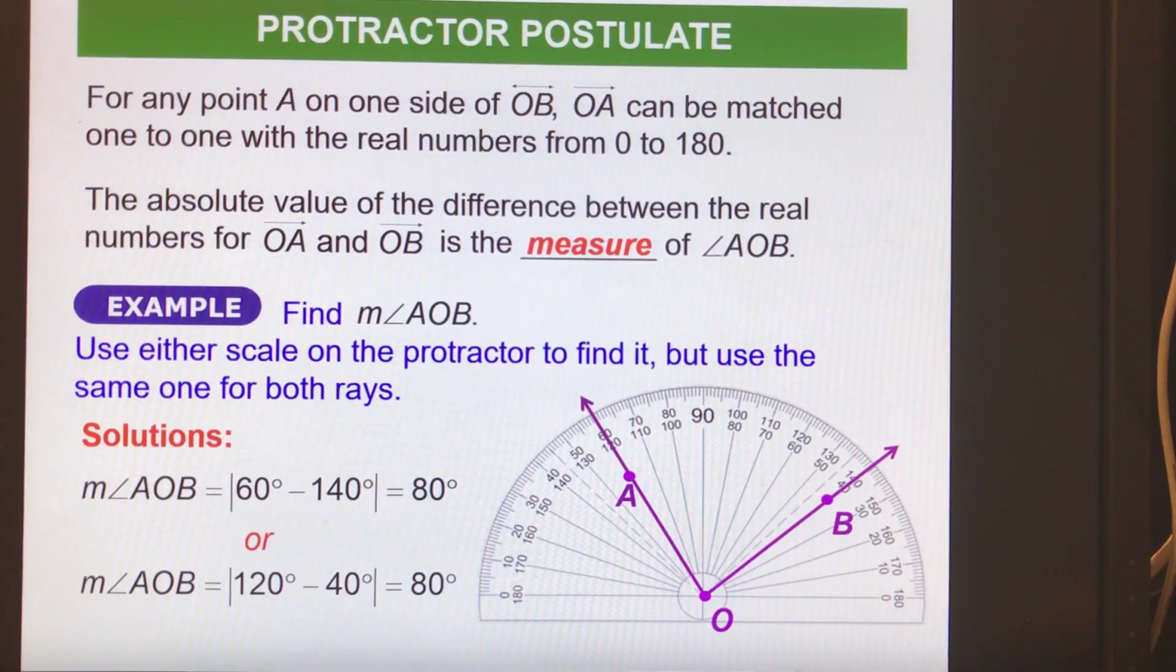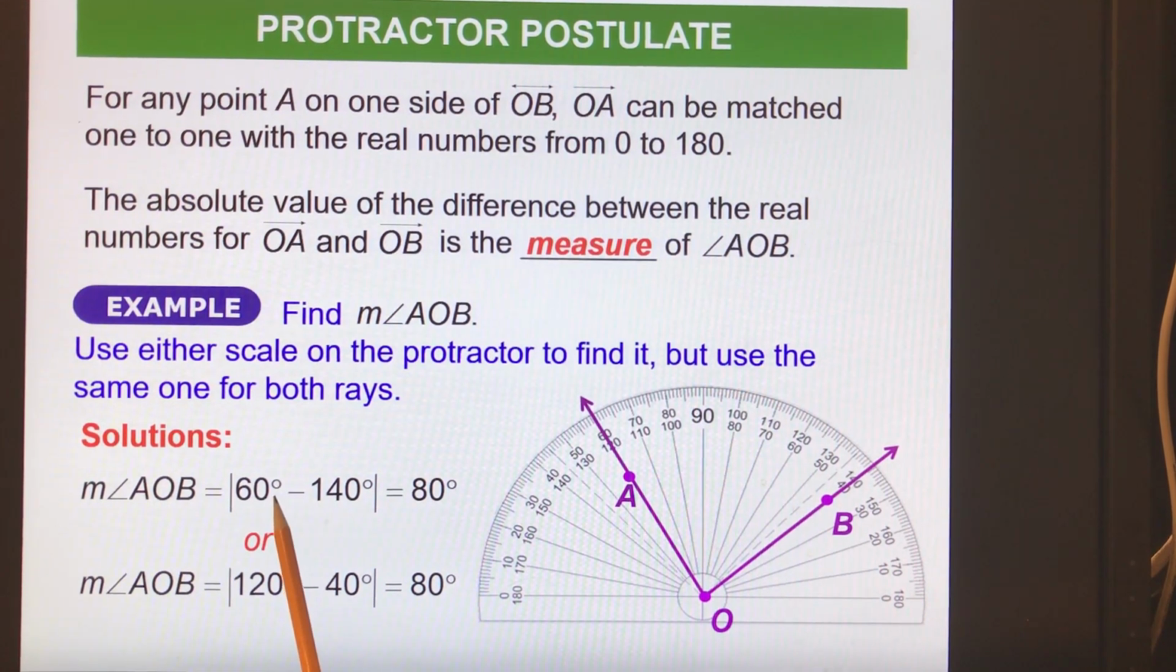is right here. If we took the 60 that's here and the 140 here, we want to subtract those two numbers. Now notice that when you subtract 60 minus 140, you'll get a negative number. We cannot have negative numbers for angles, nor can we have negative numbers for length. So measurements of angles and lengths of segments cannot be negative.